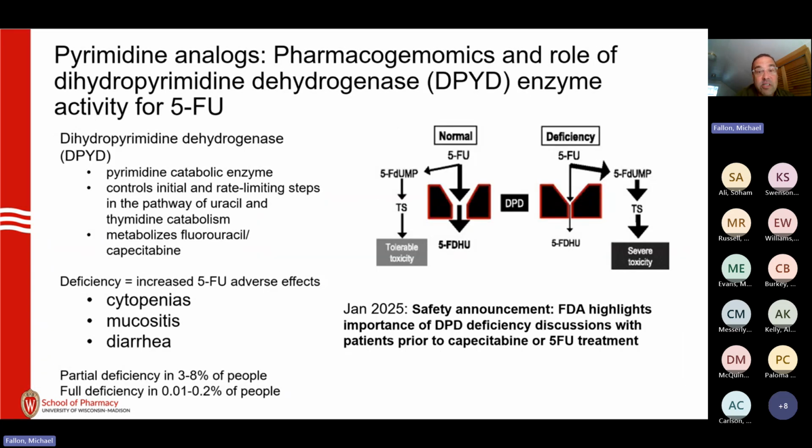And someday soon, I believe we will have testing available for everyone. As of now, though, it's still a relatively high cost test. In January of this year, the FDA did announce that it's very important to discuss DPD deficiency with your patients prior to giving capecitabine or 5-FU.